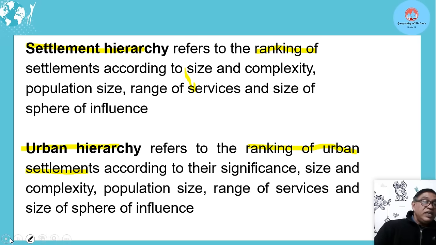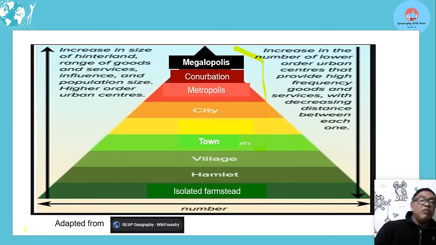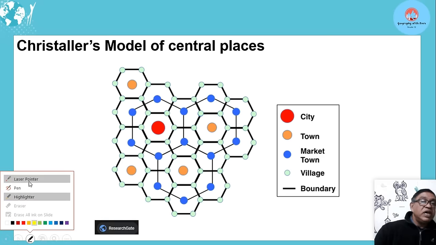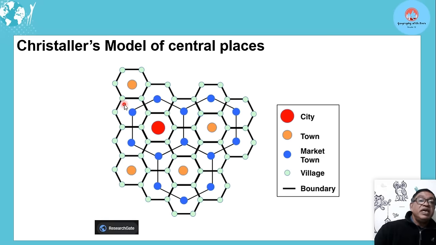Okay? Now, let's take one more thing that you did. And this is Christaller's model of central places, or central place. What Christaller looked at was, and first you would note that he did not use circles, he used hexagons.